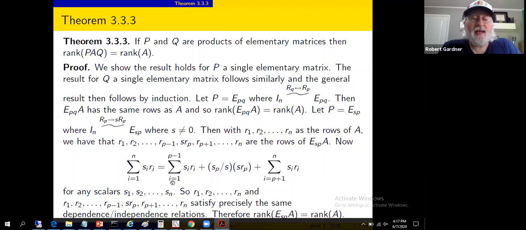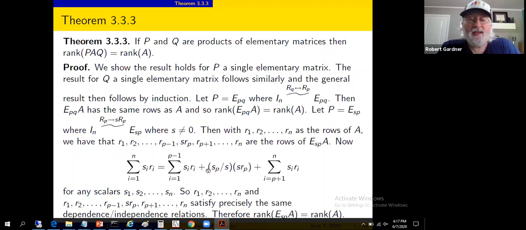We could rewrite that as a sum from i equals 1 to p minus 1, plus a sum from i equals p plus 1 to n of the usual stuff. And what we could do is modify things a little bit in the pth entry, from p minus 1 to p plus 1, skipping over p. We'd have s sub p, r sub p.